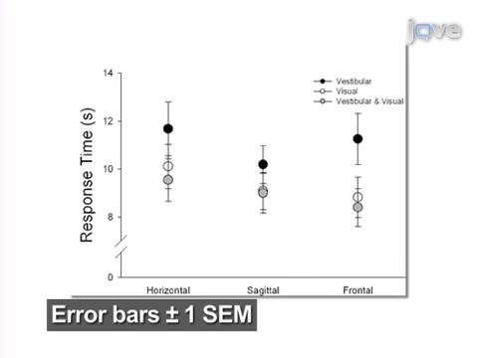Response time was found to be significantly slower when feedback was provided on vestibular kinesthetic cues alone, compared to visual and combined conditions. Participants were also significantly slower when moved in the horizontal plane compared to other planes.